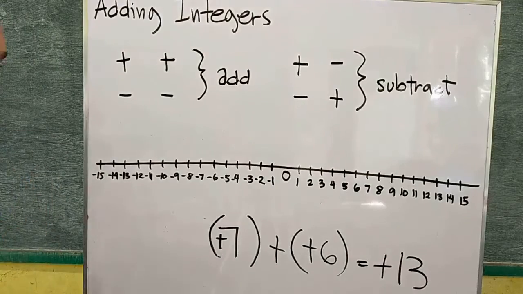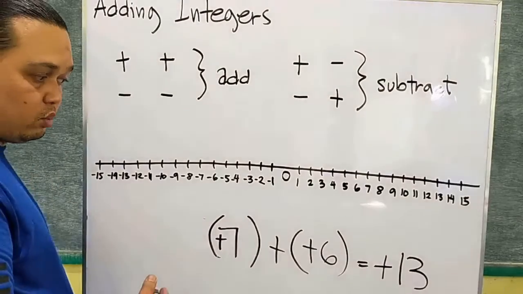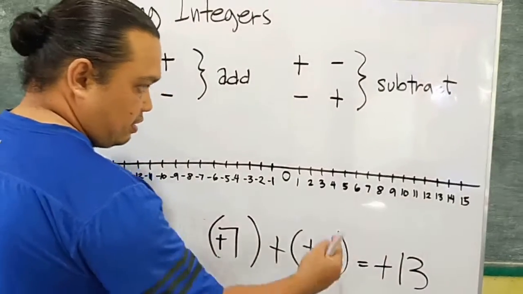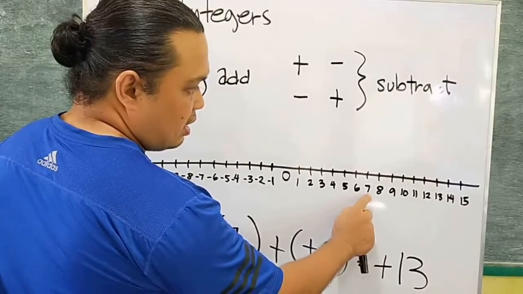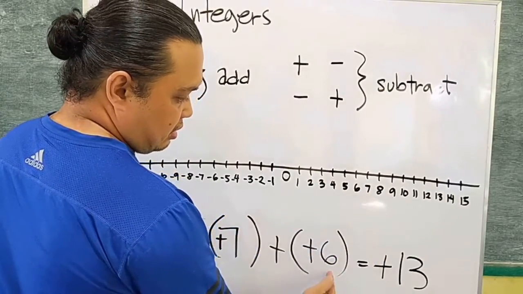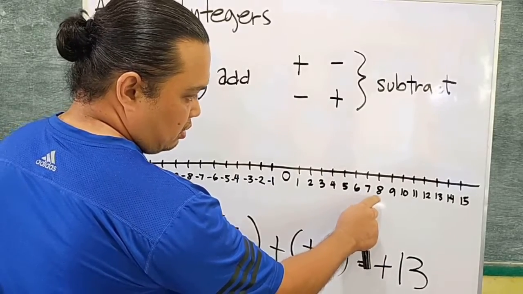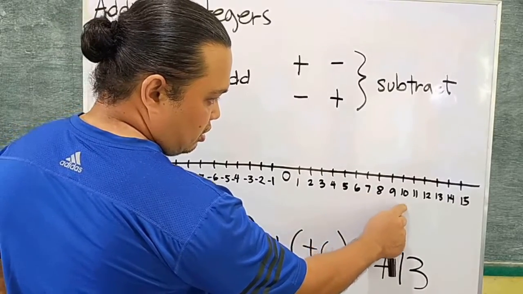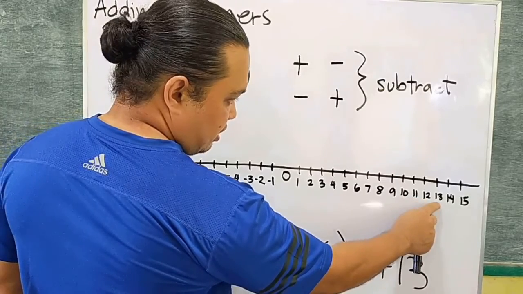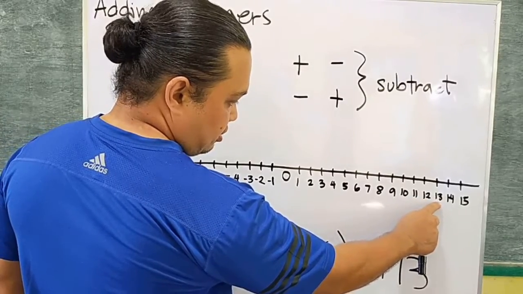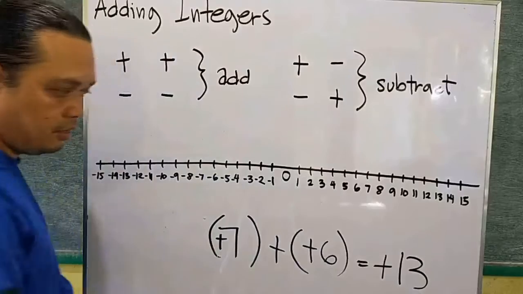Now if you're going to do this manually, from positive 7 here, let's add 6. 6 steps to the right. So 7 here. 1, 2, 3, 4, 5, 6. And that is 13. So we have positive 13.